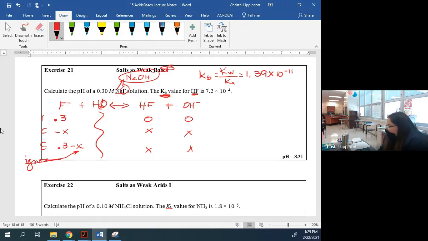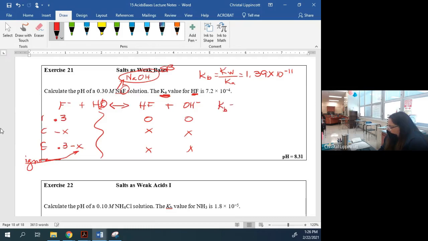So now that that's 10 to the negative 11, I can ignore that X. Because the order of magnitude for this is going to be way out of bounds. We don't need to worry about that X. It's going to be so negligible compared to this 0.3 that it's not even going to be funny. Okay, so then we can set up our equation.